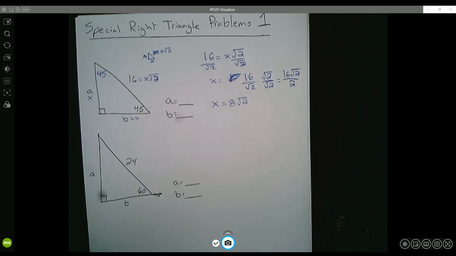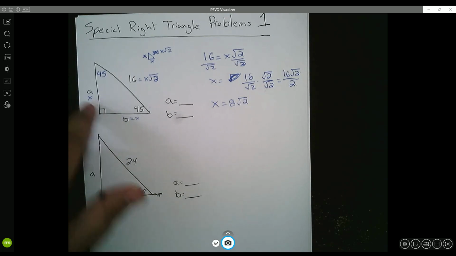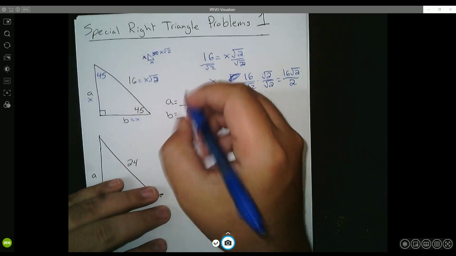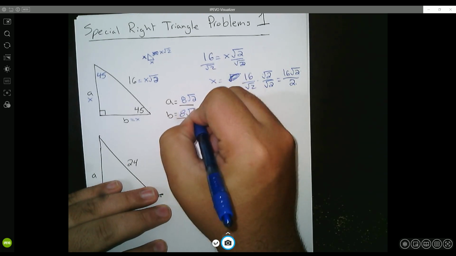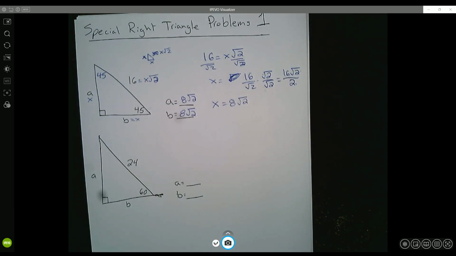And now you've actually solved for a and b because we know both of those terms are x. So we just plug that in now: 8 square roots of 2, 8 square roots of 2. And that's it. That's a 45-45-90, and that's one of the most difficult types of problems you really get with these as their basis. We'll see more complex problems when we start having a bigger triangle. Not necessarily bigger numbers, but just more stuff involved inside of it.